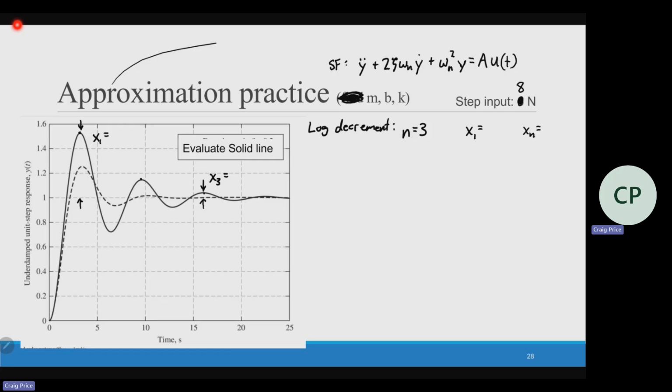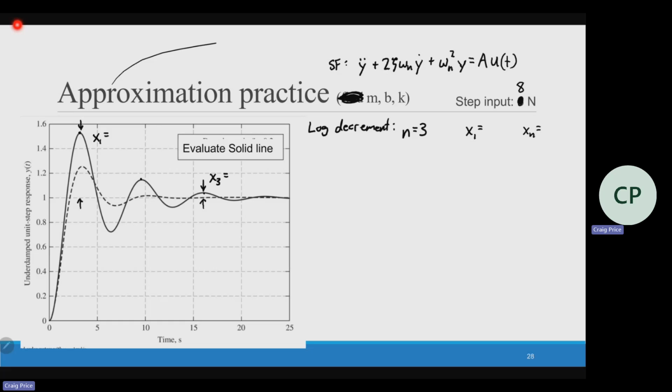But x1, what would you say x1 is equal to? Again, this is just as good as you can guesstimate. What is it? X1 is 3? Oh, I see where we're at. Yeah, this is not based on the seconds. This is on the y-axis.